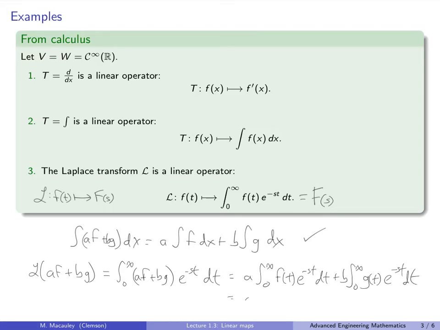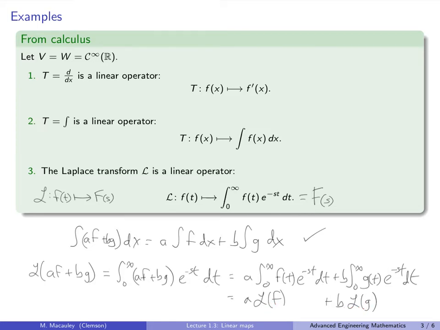And this is simply, now look at this creature, that is just the Laplace transform of f. Now this of course is a function of s, I don't need to write that. And now we have plus b times this creature, which is the Laplace transform of g. So notice this is linear because the Laplace transform of af plus bg is a times L f plus b times L g.